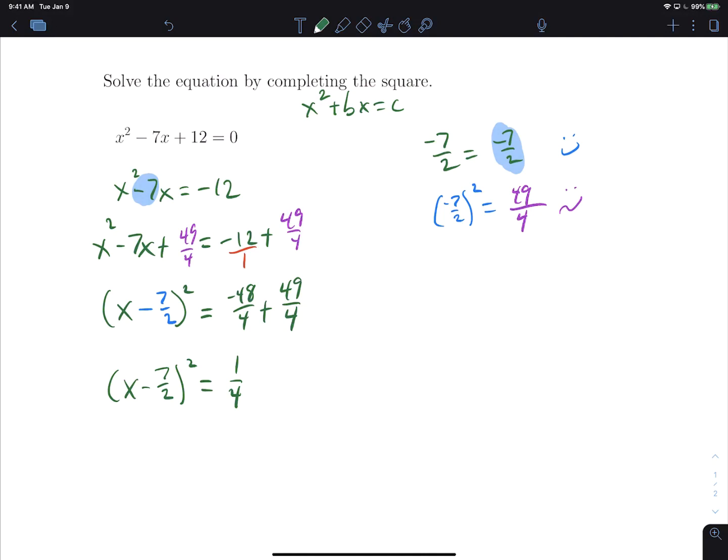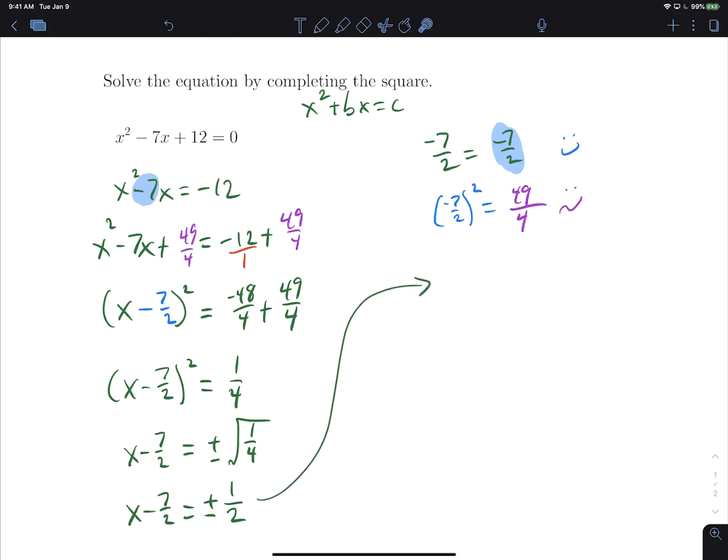That means that whatever's in parentheses, x minus 7 over 2 in this case, is equal to plus or minus the square root of whatever's on the right-hand side. In this case, the 1/4 is on the right-hand side, which means I need to do the square root of 1 and then the square root of 4. So that gives me x minus 7 over 2 equals plus or minus, square root of 1 is 1, square root of 4 is 2. Excellent. And now let's get the x by itself by adding 7 over 2 to both sides, which means that x is equal to 7 over 2 plus or minus 1/2.